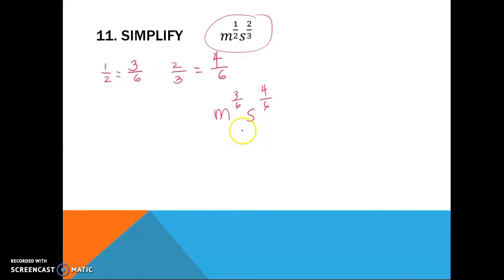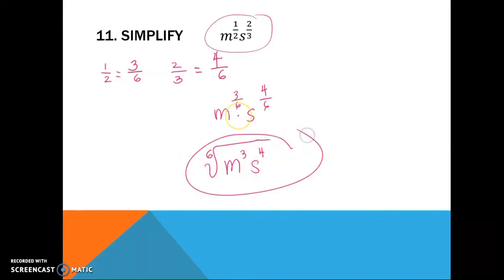So, if we are going to write this into radical form, we have 6th root of m cubed s raised to 4. So, this would be the final answer.